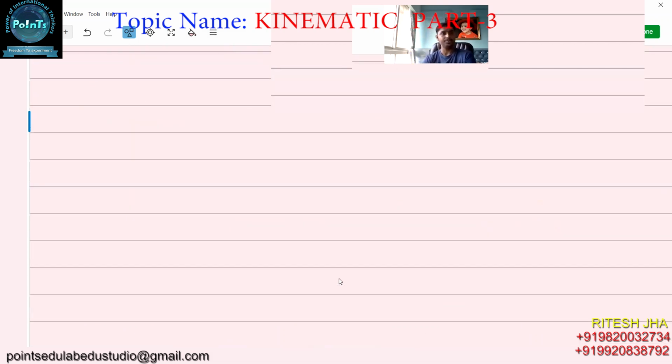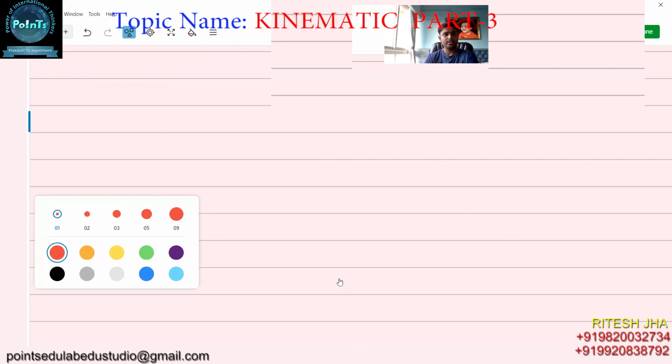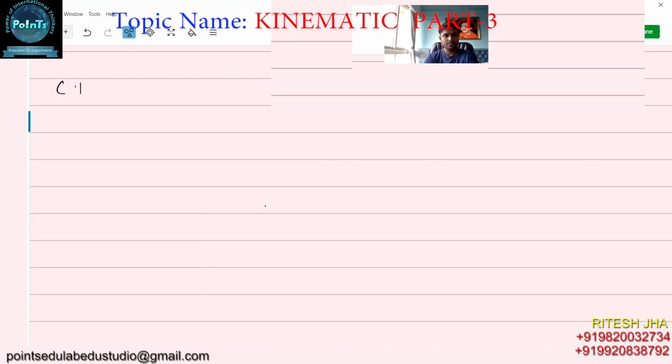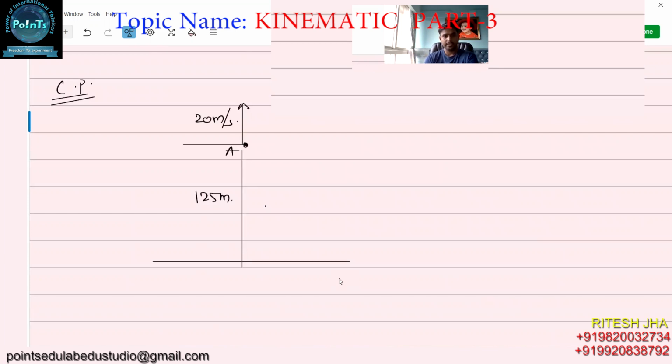Now, my question is going to be a little more complex. The question is you're throwing an object upward with 20 meters per second, from a height of 125 meters. So from A, you're throwing it upward. It goes to a certain height and then hits the ground. It is vertical motion though. Don't think that it got displaced horizontally. It's vertical motion only.